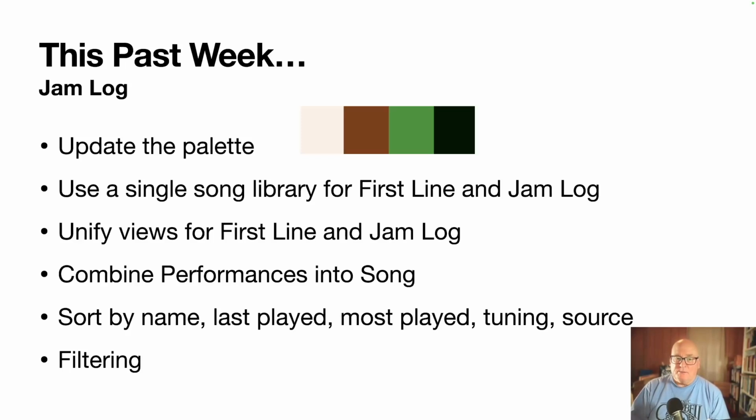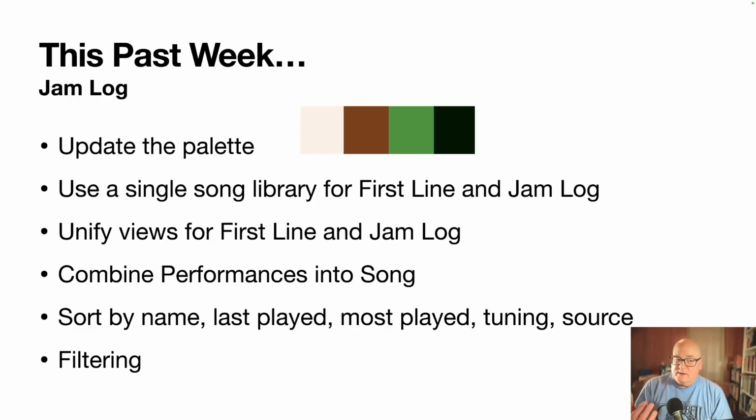We combined performances into song. Before, we had song and then another class that held on to the list of all performances. And this fit better when song was going to be read only for the first line view, and the performances would be the thing that changed for the jam. But at some point it was like, well, we have to add new songs for the jam and so on, and decided it would be easier if the performance was just part of the song, even though the first line view won't show it. It's just data about that song.